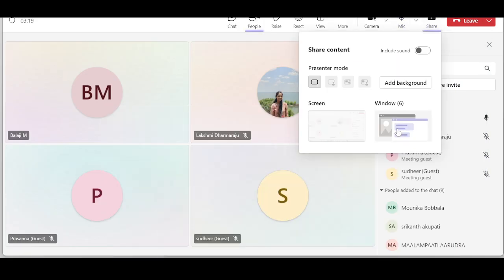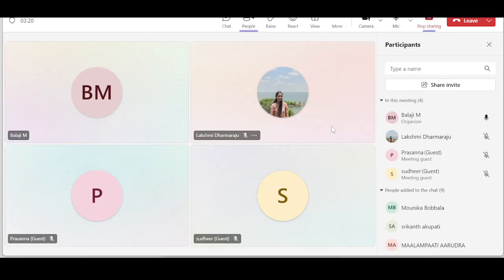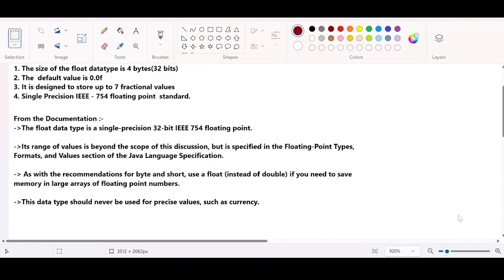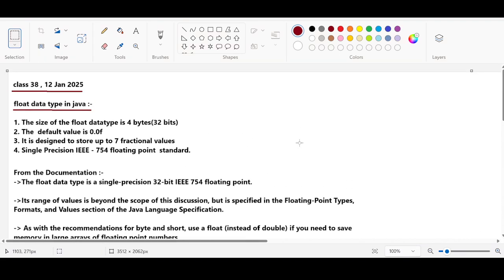I'm sharing my screen. Please confirm once it is visible. You are able to see the screen? Yes. Okay. Visible, sir. Okay then.